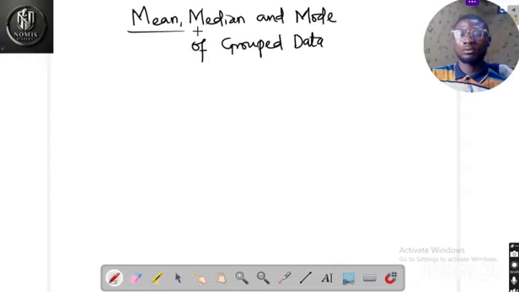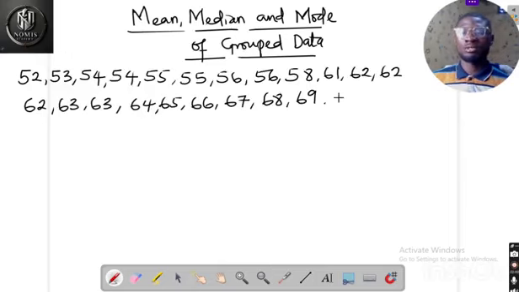So we have the following set of data given to us to calculate. There is need to group our data. The smallest in our list is 52, and the biggest is 69. So we can take a number that will encompass 52 and any digit that can be rounded up to 52. So let's take 50 for our group.